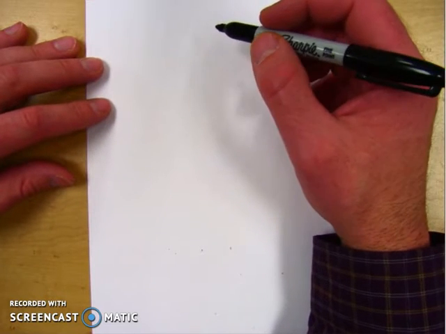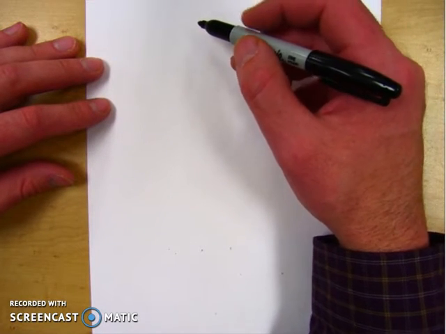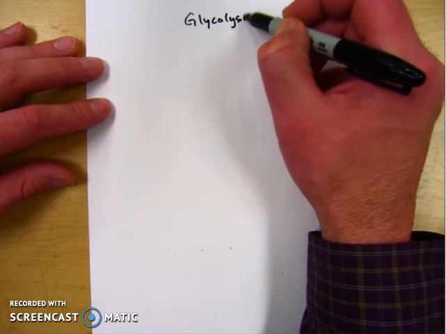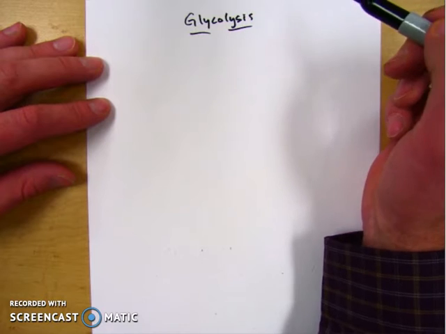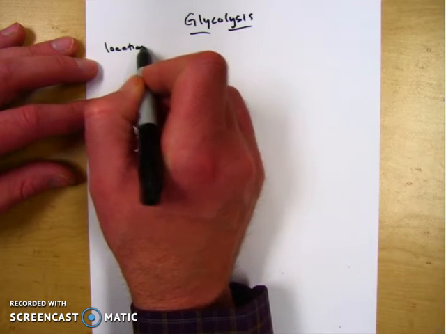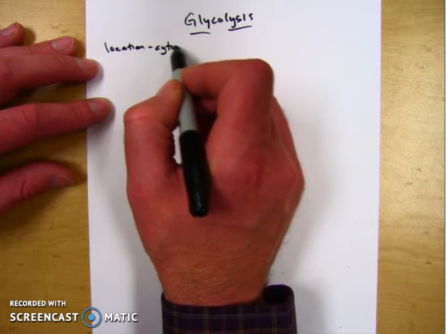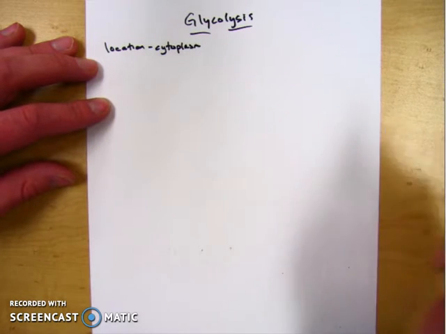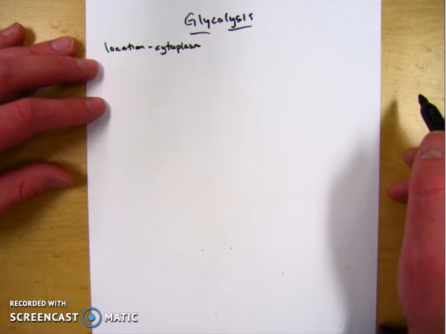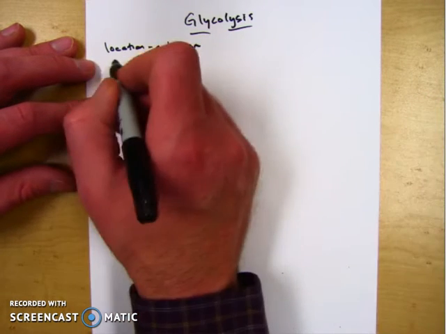All right, in this video, I'm going to explain the reactions that occur during glycolysis, or the breakdown of sugar, which takes place in the cytoplasm of all cells: plants, animals, fungi, bacteria, in both aerobic and anaerobic conditions.